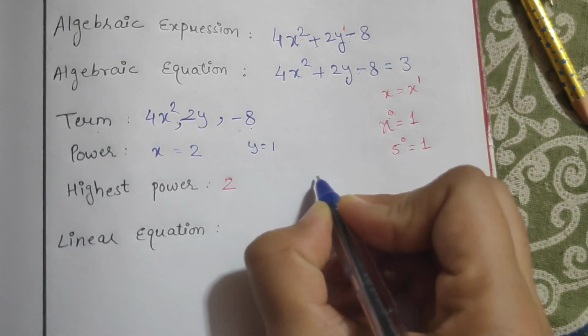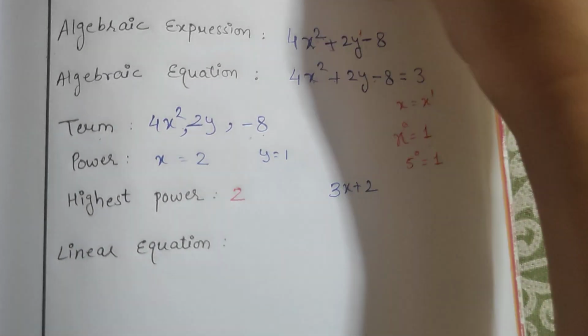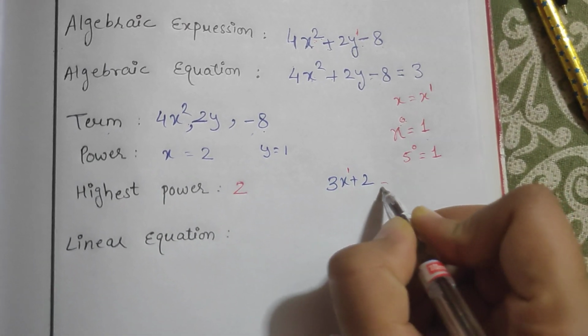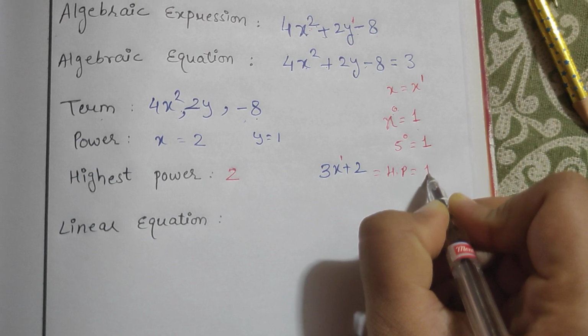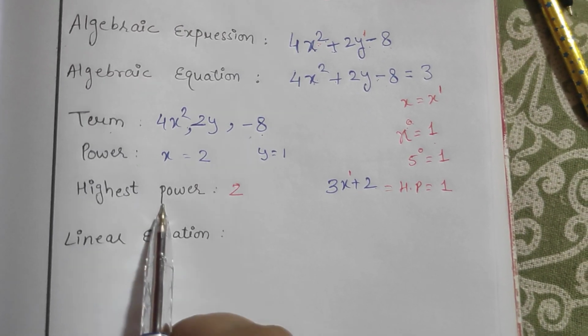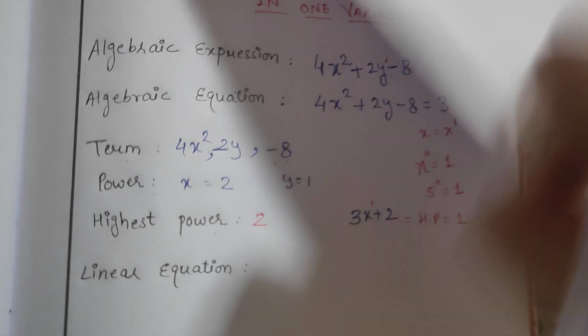If I write 3x plus 2, in this case only one variable is there, that is x, and it is having power 1. So here we can say that its highest power is 1. I hope this part is clear. What is power and what is highest power? It can be anything.